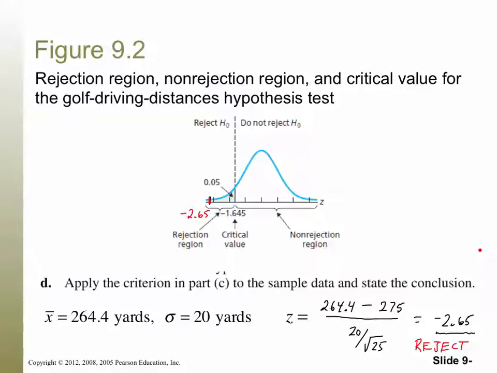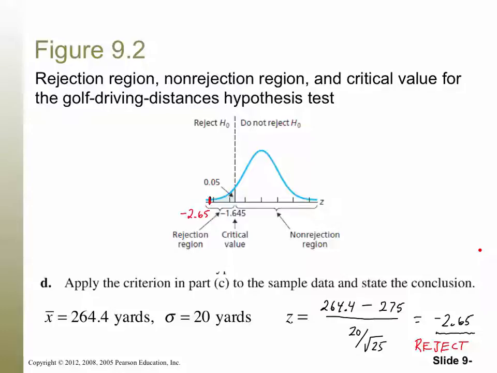So it's not black and white, right? We don't know absolutely for sure that he can't do that. But we're 95% sure he can't. There's a 5% chance that this sample led us to wrongly reject, incorrectly reject the null.